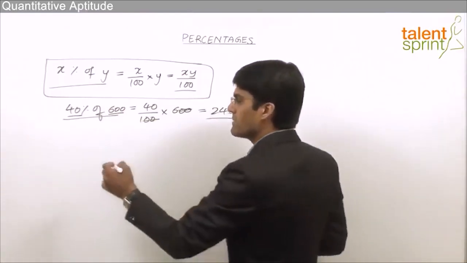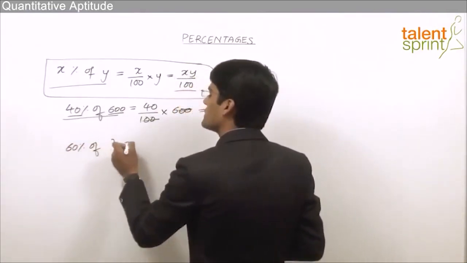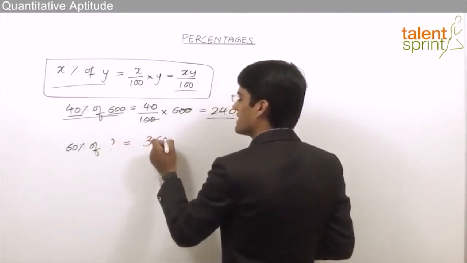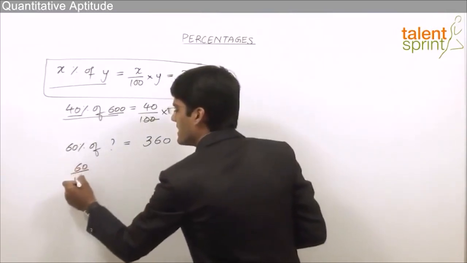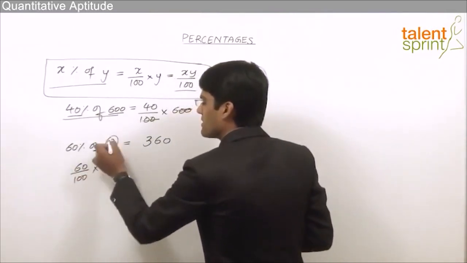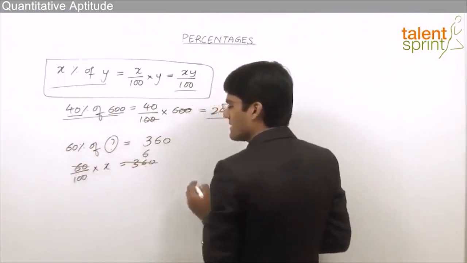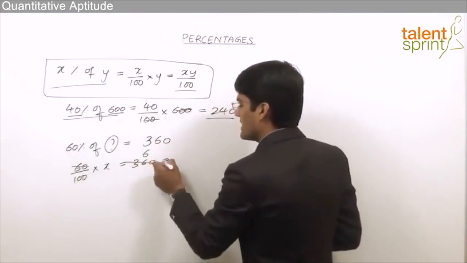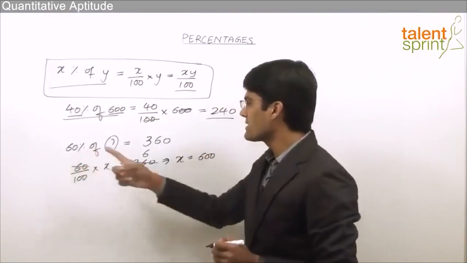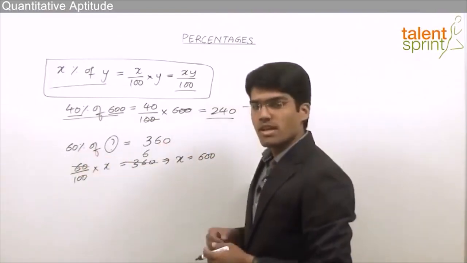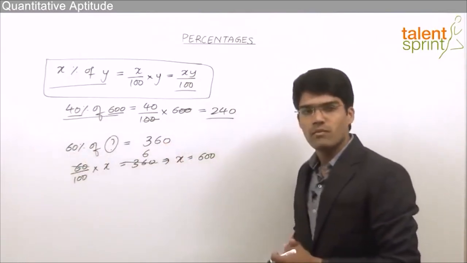For example, in some cases, the question may be 60% of what is going to be 360. Now to find out the answer, let's say 60% is 60 upon 100 into this question mark can be taken as x equals to 360. So 60 gets cancelled 6 times here. So we can say that x will be equal to 6 into 100, 600. So very clearly 60% of 600 is 360. So here again we can see that the percentage value and the actual value was given, from which we can find out the maximum value.